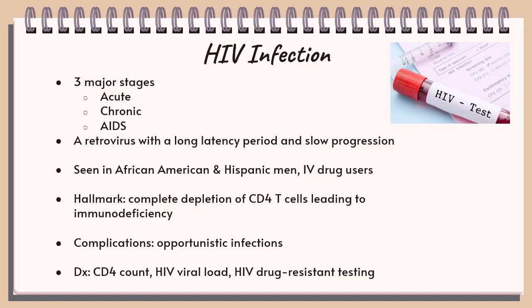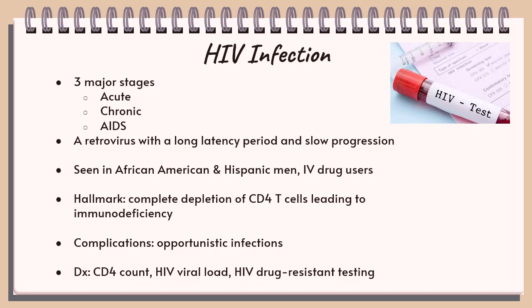All right, moving on to acquired, you have HIV infection. So remember, there are 3 major stages of HIV infection. There's acute, chronic, and then we progress to AIDS. A retrovirus is what this is considered, with a very long latency period and a slow progression. So sometimes people can be infected with HIV and not show any signs or symptoms until a later period, and it is slow to progress. Seen often in African American and Hispanic men and your IV drug users.